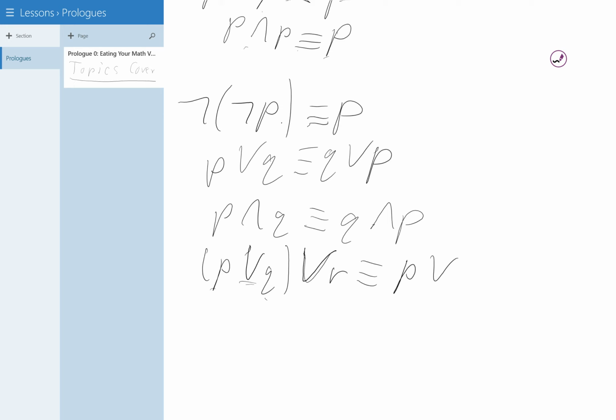In the most abstract sense, Q or R, things like that. So this shows that I can move the parent. I can group them differently, and then this overall compound statement is the same as this overall compound statement. Okay. So that's that.